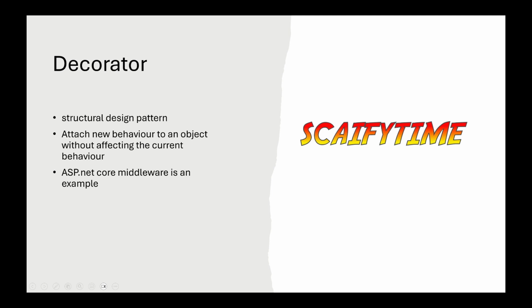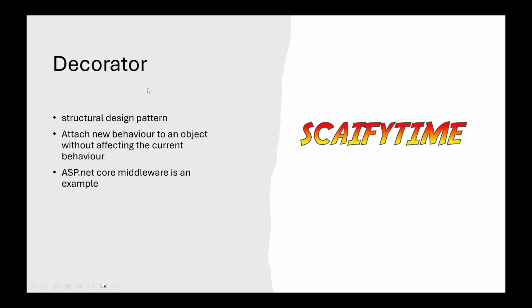Next we have the decorator, and this is a structural pattern that lets you attach new behavior to an object without affecting the current behavior of the object. ASP.NET Core middleware follows the decorator pattern quite perfectly. When a request comes in, it passes through multiple middleware components, each one adding behavior such as authentication or logging. Each component wraps a request, processes it, and then passes it to the next, just like decorators wrapping an object. This lets you extend behavior dynamically without modifying existing code.